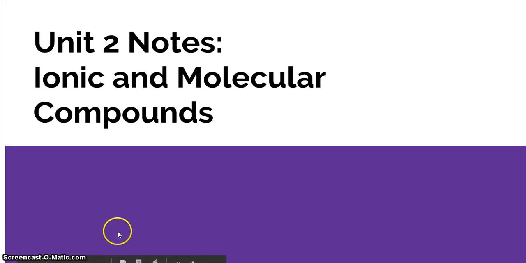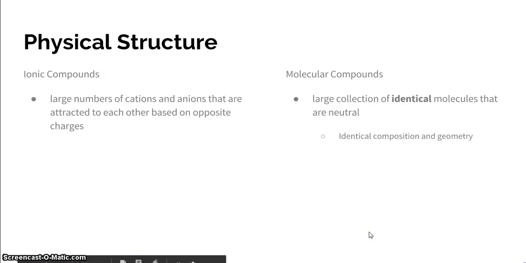Hi guys, we've been talking about ionic compounds, and we've been talking about molecular compounds that have covalent bonds in them. Today we're going to start comparing the two in terms of their physical properties. So the first thing we want to look at is what their physical structure looks like.